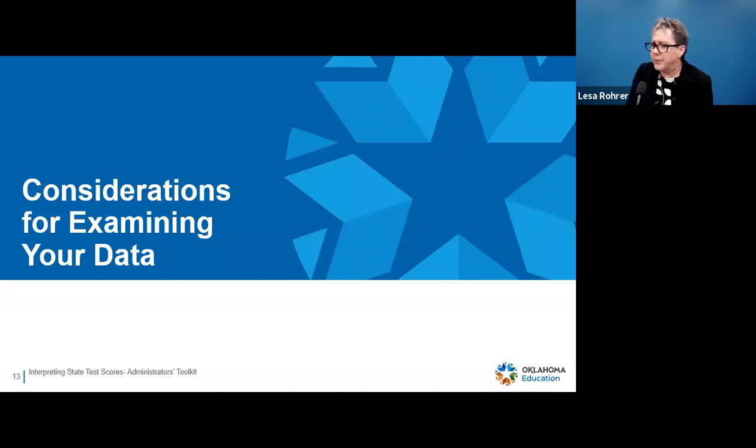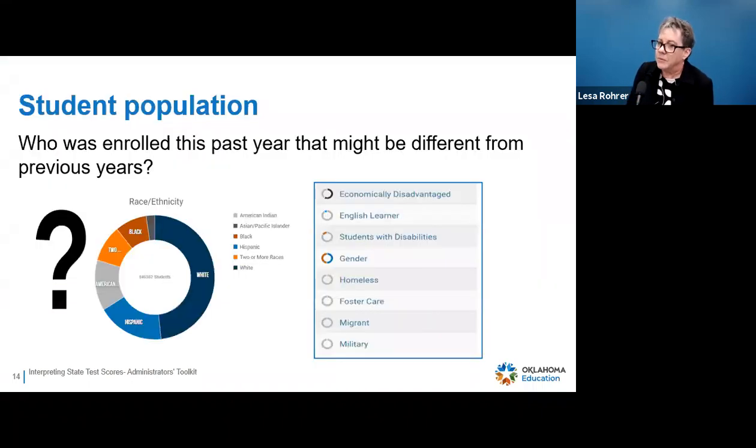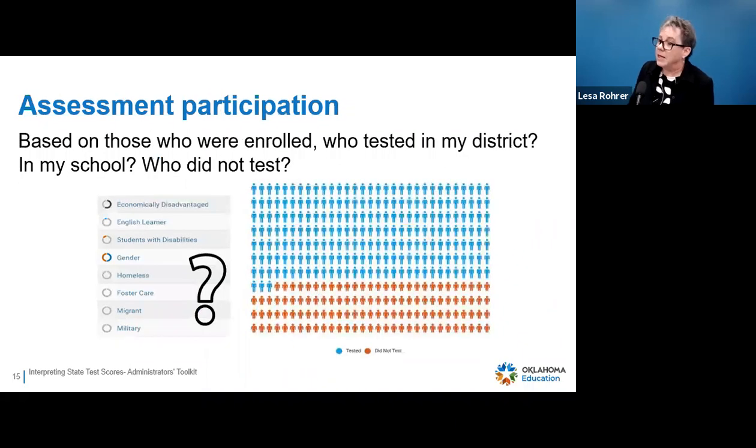Considerations. So let's break each of these down. One of the things I really need to understand is who was enrolled this past year that might be different from previous years. So how did my student population change? Number of students in each grade level, the demographics of those students. These are all things that I want to dig into. And we have some tools to help you do that that we'll talk about later. Again, we're going to focus on this one a lot. Participation. Based on those students who were enrolled, who tested in my district, in my school, and more importantly, who did not test.